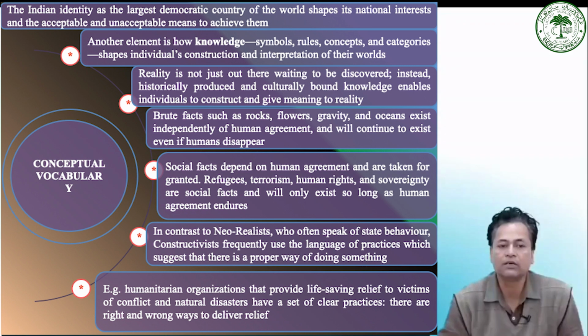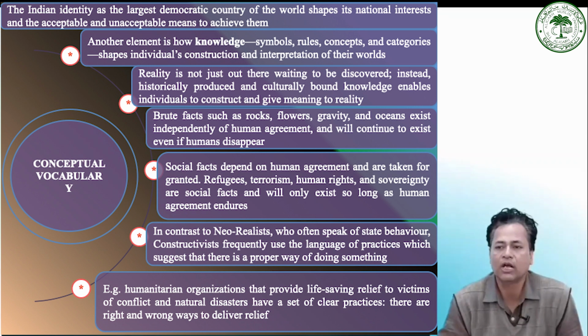The Indian identity, for example, as the largest democratic country of the world, shapes its national interest and the acceptable and unacceptable means to achieve them. So, if you take the example of India, the perception that India is the world's largest democratic country shapes its interest, shapes its foreign policy goals, and also makes it different in what means India would accept and use for foreign policy, and what it should not accept, or what are the unacceptable means to achieve them. As a democratic country, you have to differentiate whether your foreign policy is basically based to support authoritarian regimes, or will it support democracy.